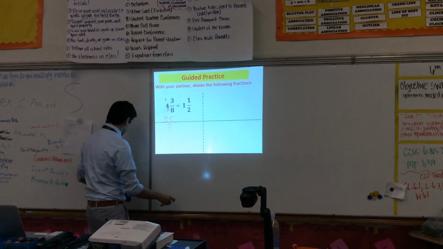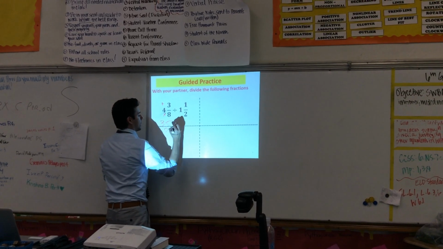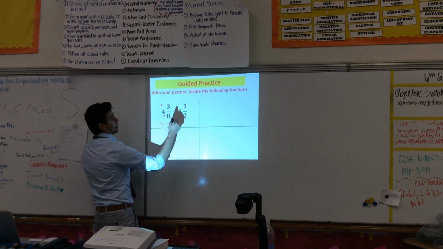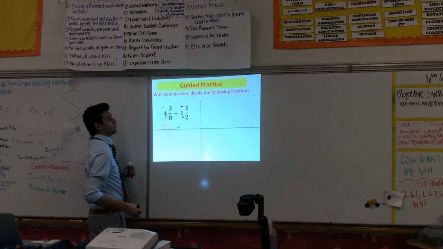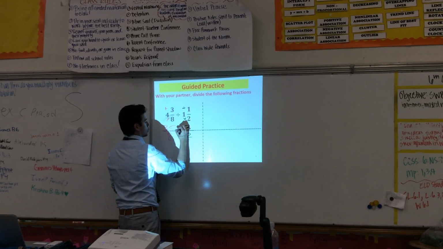Then we're going to divide it. Well, let me get a different color. Color code all of this goodness. Divide it. Multiply the denominator by the whole number. Add the numerator. 2 times 1 is 2, plus 1 is 3. 3 over 2.